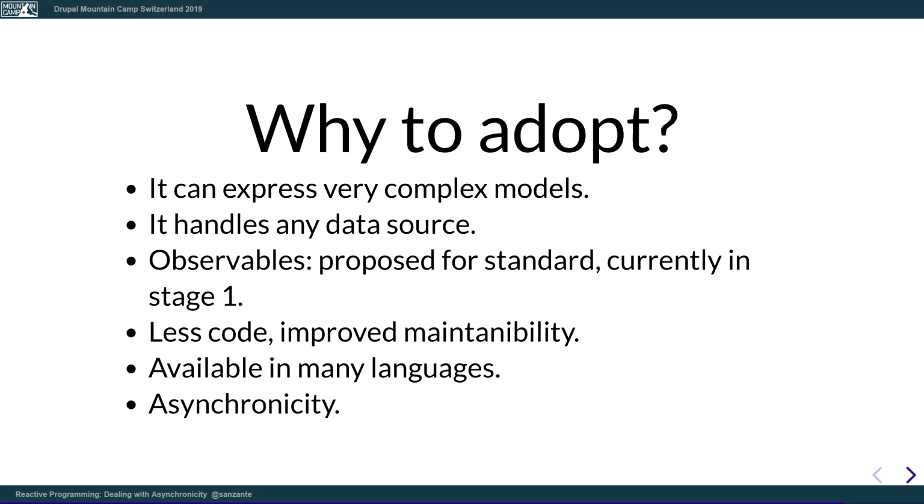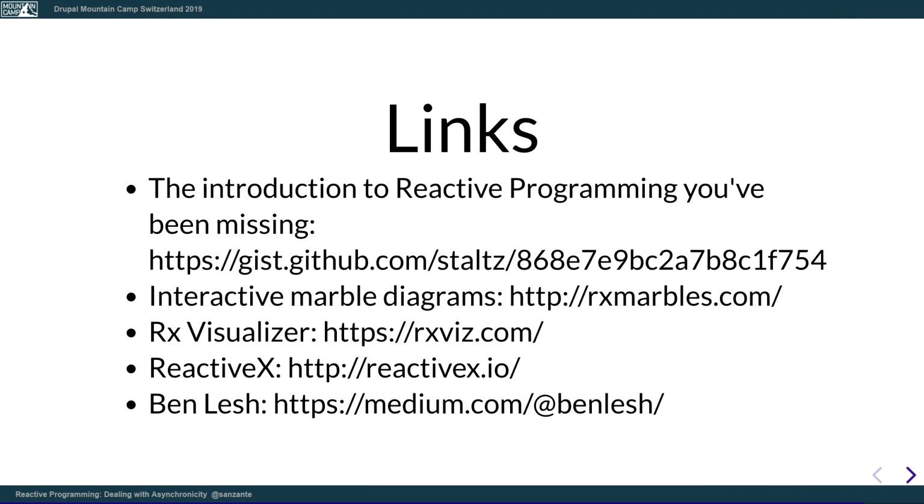And the last thing is why to adopt reactive programming. Well, the first reason is that there are many others who have already done it. Those are companies that are now using reactive programming one way or another. And because it can express very complex models. It handles almost any data source. You can create an observable from wherever you want.